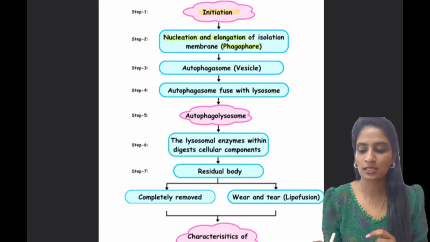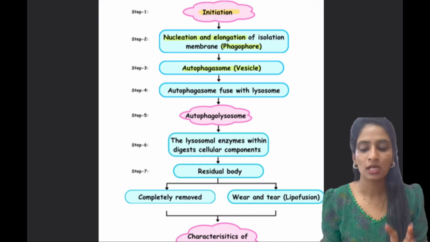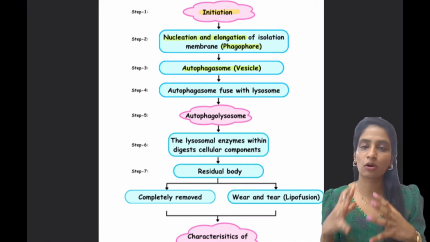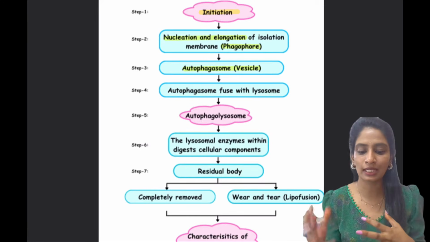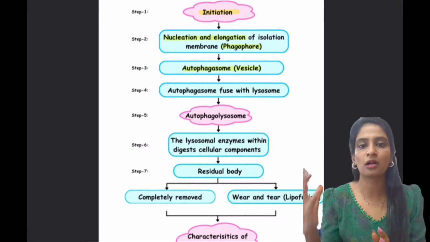Okay. So next, the third step is the autophagosome. Now the bag is sealed as the autophagosome. You can think of a double membrane vesicle forming like a bulge. It's carrying all the trash.